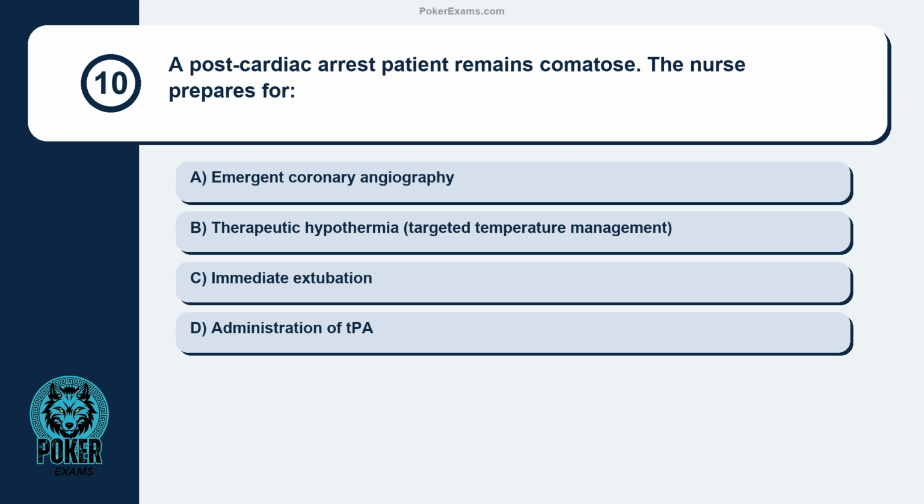Question 10. A post-cardiac arrest patient remains comatose. The nurse prepares for emergent coronary angiography, therapeutic hypothermia, targeted temperature management, immediate extubation, administration of tPA.